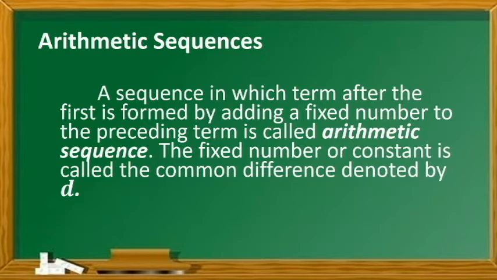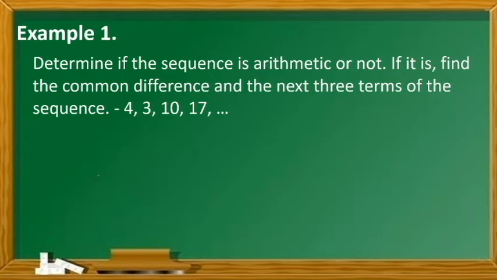A sequence in which each term after the first is formed by adding a fixed number to the preceding term is called an arithmetic sequence. The fixed number or constant is called the common difference, denoted by d. Again, the constant is called the common difference and we denote it with the letter d. Okay, so let's continue.